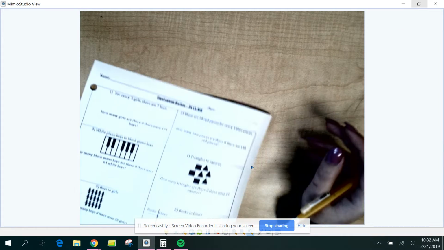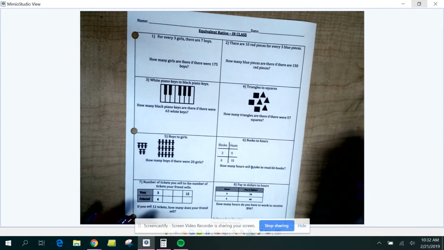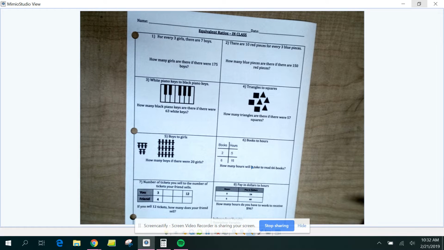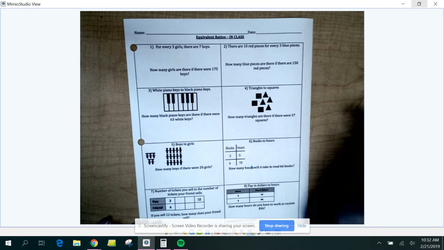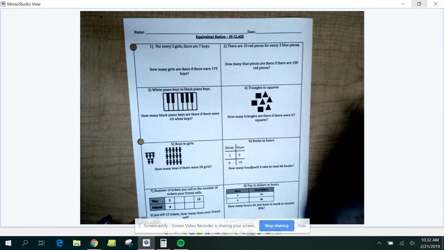Hi guys, so I am not in class today, so here is a video leading you through our notes for today. So today we are working on finding equivalent ratios.